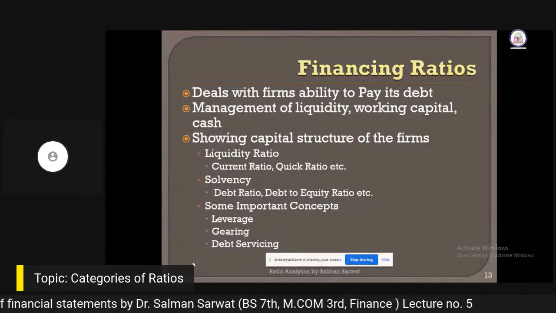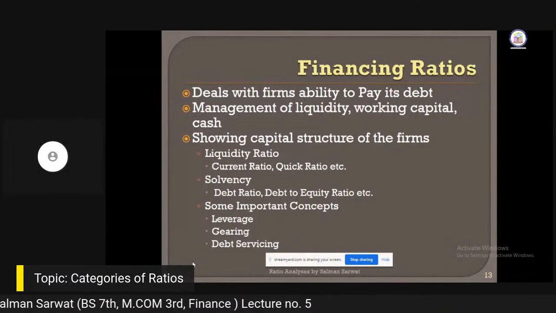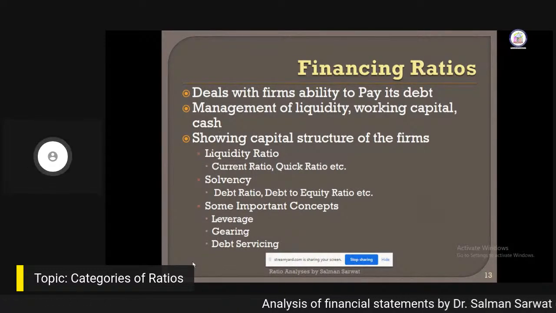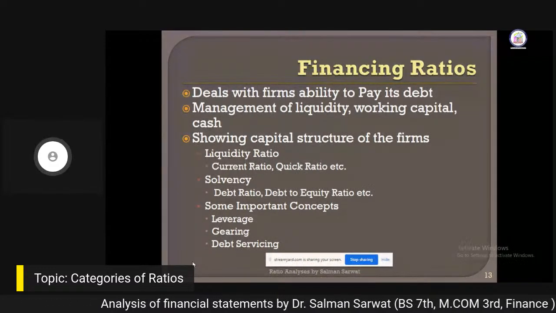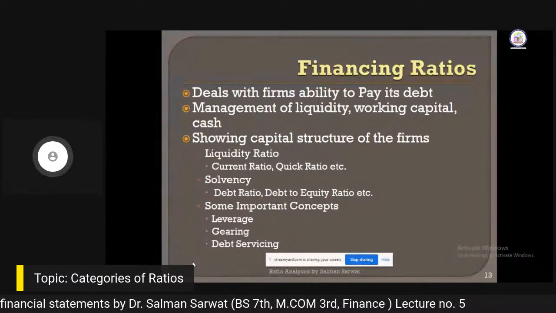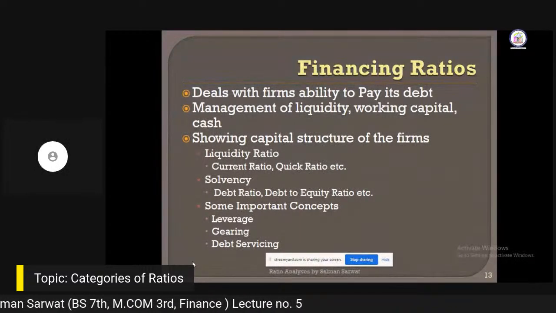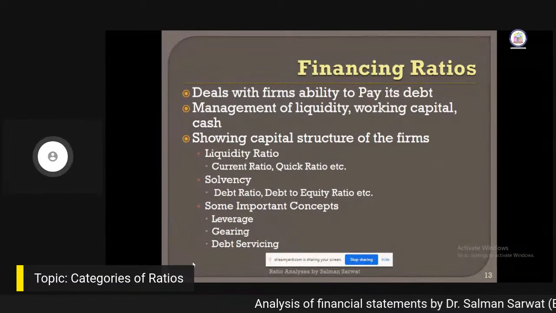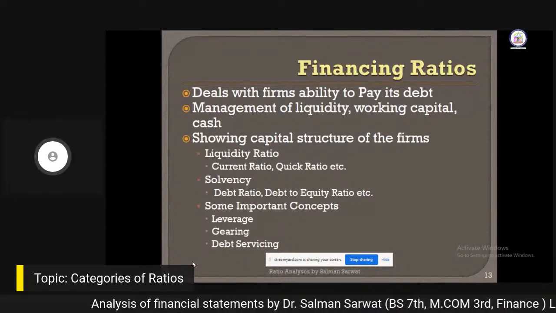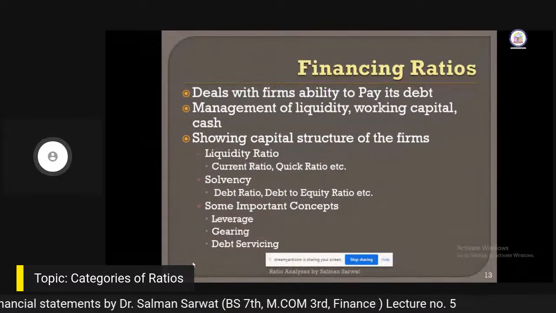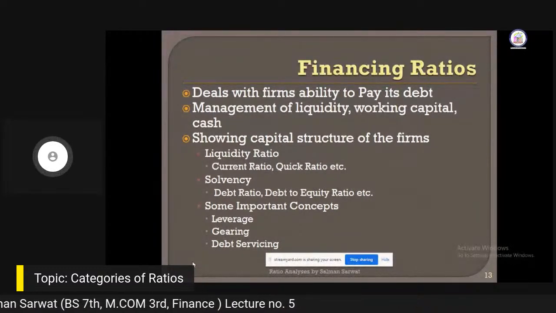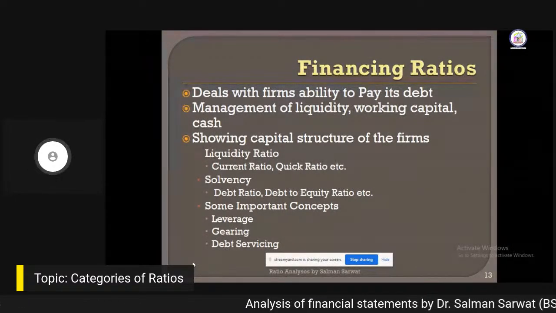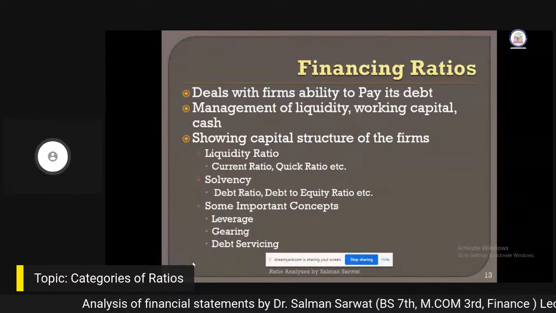So when we calculate short term ratios, financing ratios, which is also known as liquidity ratios, in that case we are gauging the ability of the firm to pay its short-term debt. There are certain ratios like current ratio, quick ratio, or cash ratio. All these ratios give you an indication of how much ability a company has to pay its short-term debt.